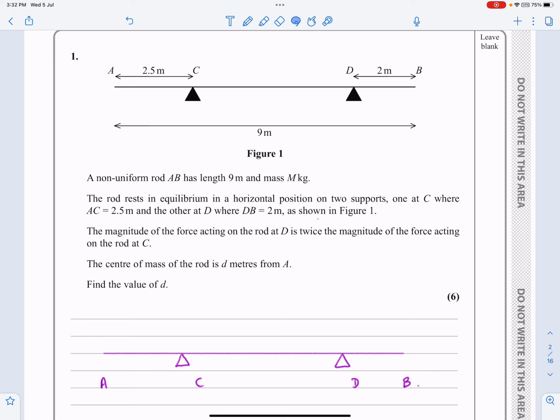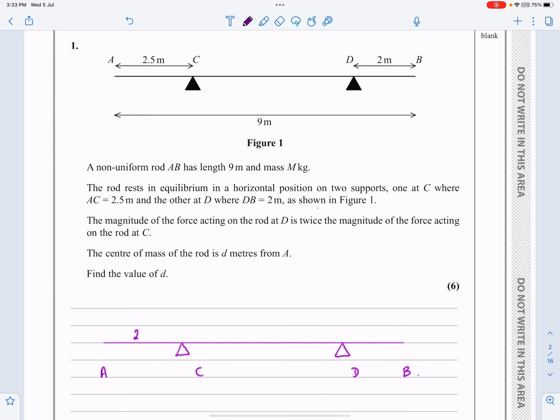It says it's a non-uniform rod, so the mass won't necessarily be acting at the center. Length's 9 meters and the mass is m kilograms. The rod rests in equilibrium in a horizontal position on supports. I've got AC equals 2.5, so let's put that on the diagram. That's this length here. I've got that DB is equal to 2 meters. That's that length there. So at the moment, I know I've got 4.5 left in the middle there. Let's read the rest of it.